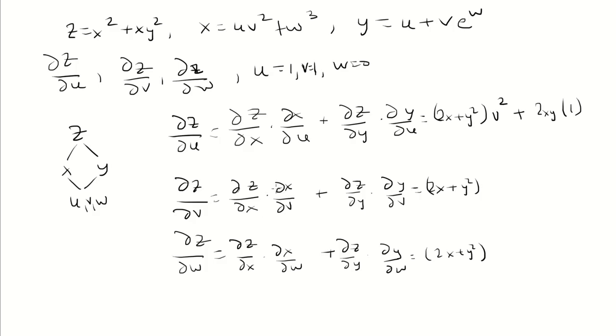Okay, now we move on to here. Partial of x with respect to v is 2uv. Partial z with respect to y, we already said, is 2xy. And the partial of y with respect to v is e to the w. Partial of x with respect to w is just 3w squared. Partial of z with respect to y, we said, is 2xy. And then partial of y with respect to w is going to be v e to the w.